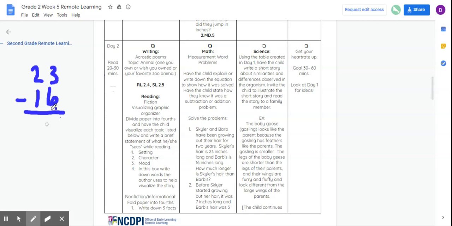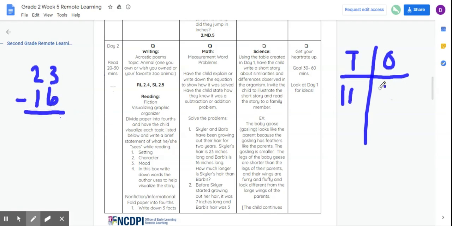Okay, so I have to ask myself, how can I solve this problem? I would need to do a tens and ones chart. All right, so I have 23. There's my 2. There's my 3. Now I want to subtract 16. Can I take 6 away from 3 here? No, I can't. So I need to borrow and move a 10 here.